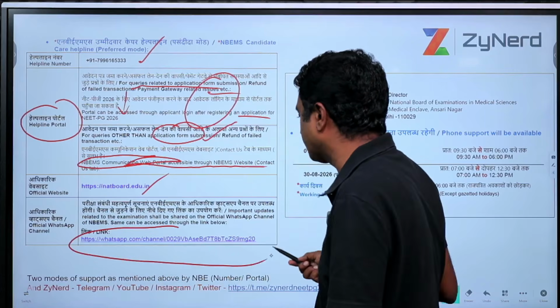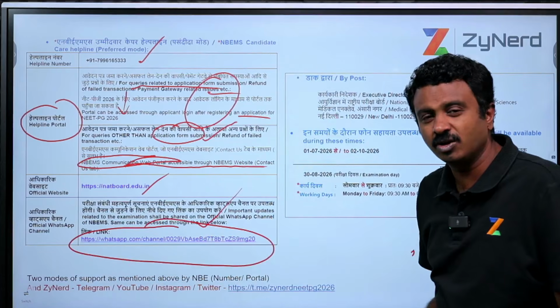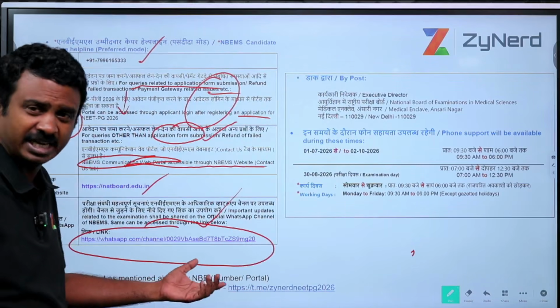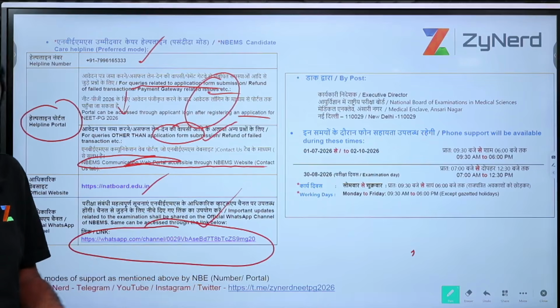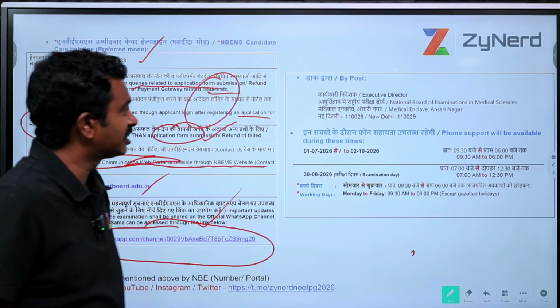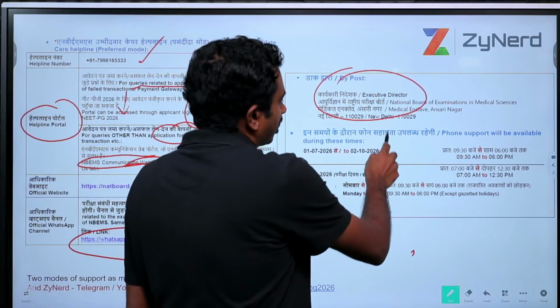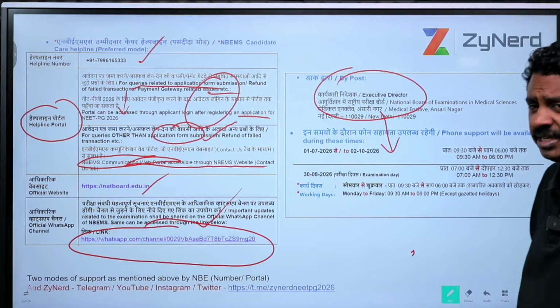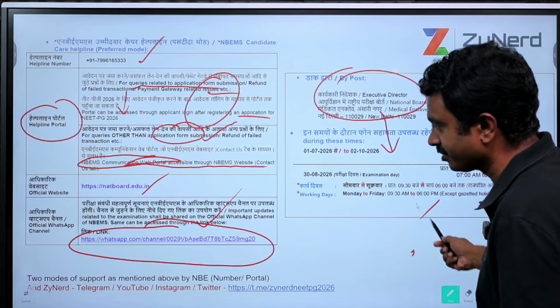There is also a WhatsApp channel for the updates. This is a regular NBE channel which will have all the information regarding all exams. This is not a helpline as such; it is a notification channel where you can follow the notifications. And finally, you can also correspond by post. By the time your post is seen and they reply to you, the registration will be over, so don't use this method.